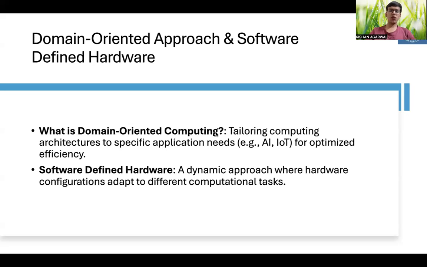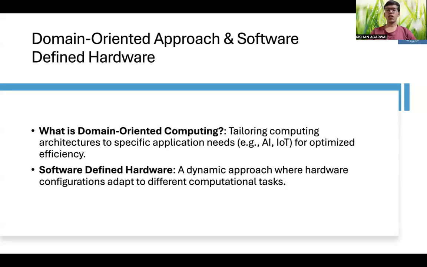We'll move to the new approach, that is the domain-oriented approach and software-defined hardware. First, let's see what domain-oriented computing is. It tailors computing architectures to specific application needs, such as AI and IoT, for optimized efficiency. How will software-defined hardware help here? It is a dynamic approach where hardware configuration adapts to different computational tasks. This is where software-defined hardware comes in, which mostly includes cloud computing.